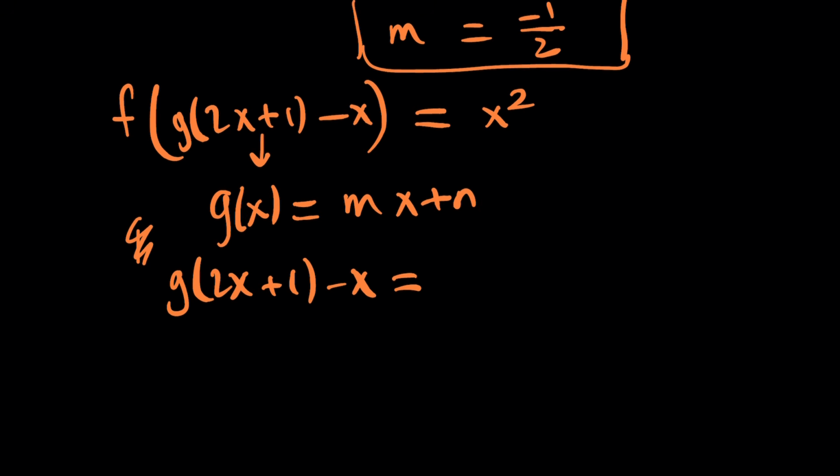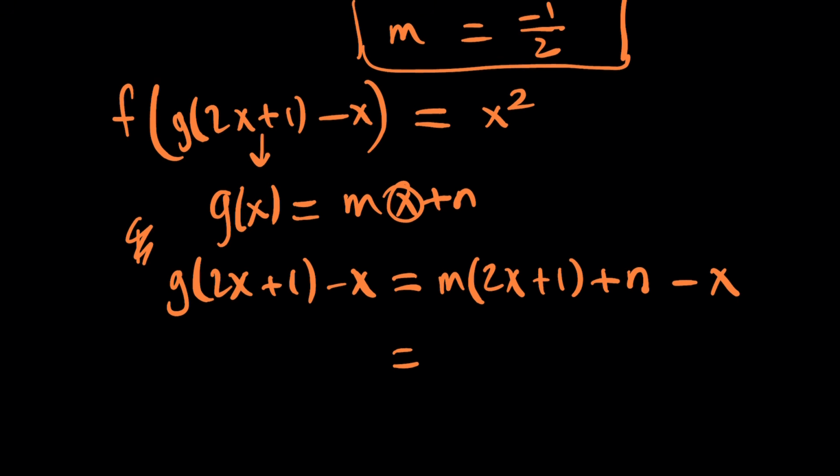Let's find it first. We're going to replace x with 2x plus 1 to find g of 2x plus 1, and that'll give us this minus x. Now, when you simplify this, you're going to get 2mx minus x, so that's 2m minus 1. That is going to be the coefficient of x, plus m plus n. Beautiful.